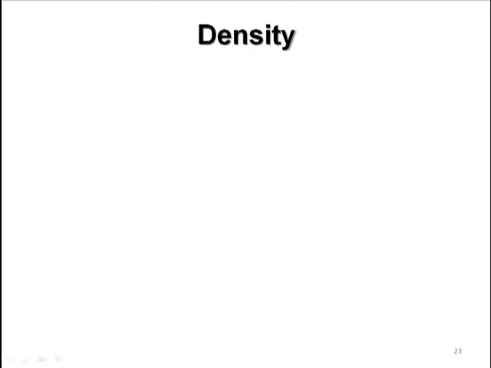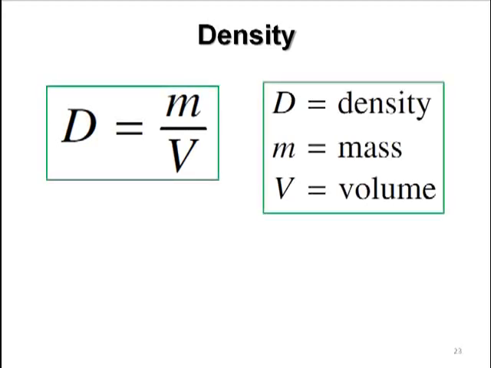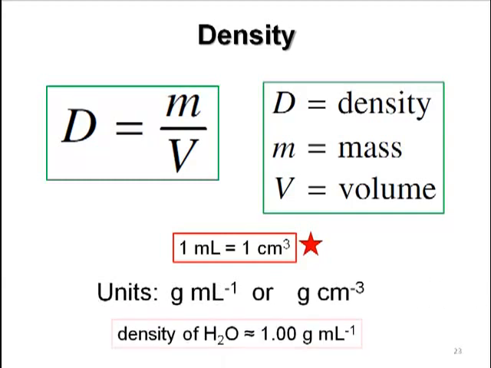Now, something that is commonly used on chemistry exams and AP chemistry exams is a simple concept that looks at concentration in a different way, and that's density. Density is defined as the mass per unit volume. Something you need to know about density is that a milliliter is defined as 1 centimeter cubed. This is the definition of a milliliter, so these can be used interchangeably, always. The units for density are grams per milliliter or grams per centimeter cubed.